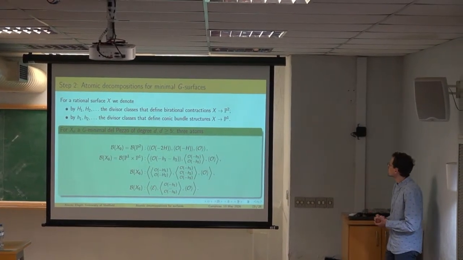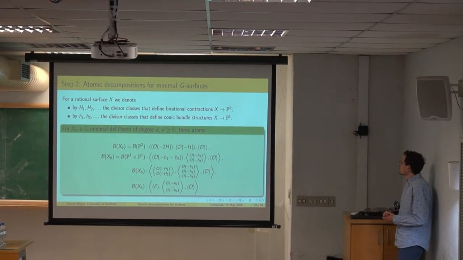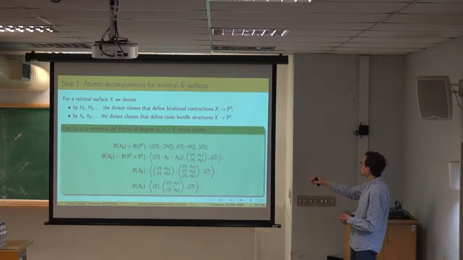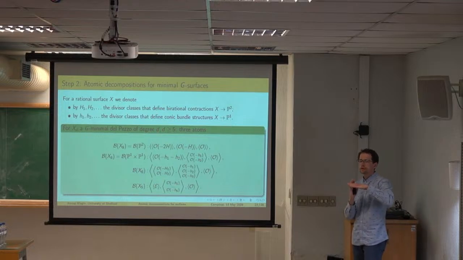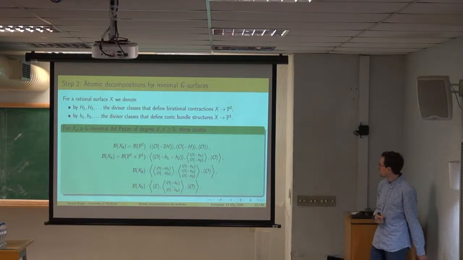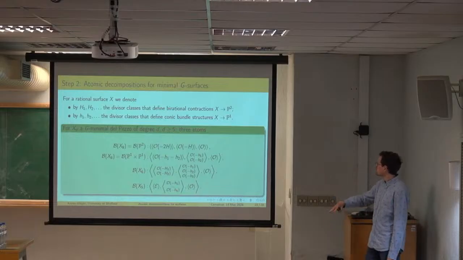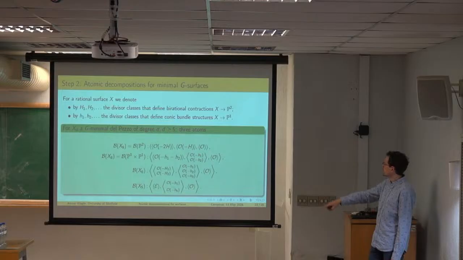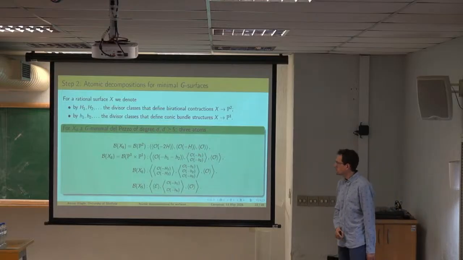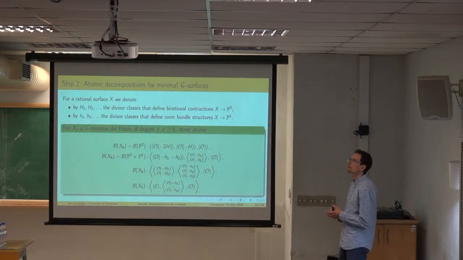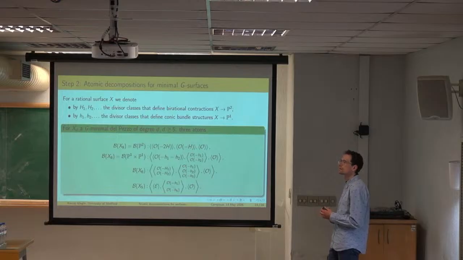Here they are. On P1 times P1, I have 2 classes H small, which are 2 fibrations. And on X5, I have 5 fibrations over P1, and I also have an extra component generated by E. E is a certain exceptional rank 2 vector bundle. It doesn't depend on the group G.